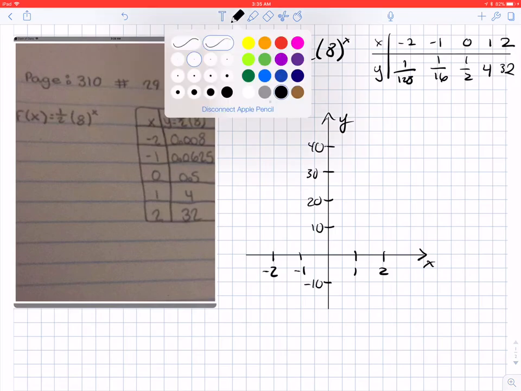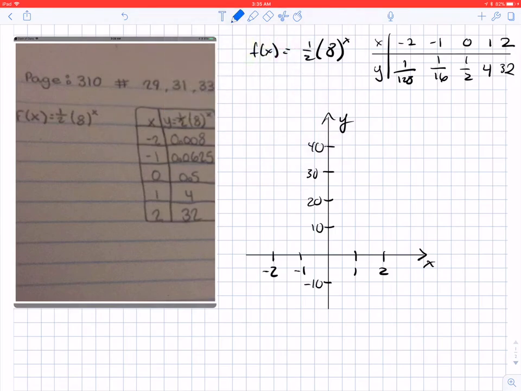So then now if we were to plot this, when x is -2, we're really, really close to 0, just slightly positive. When x is -1, we're still really, really close to 0, just a little bit further away. When x is 0, we're at a half. So if that's 5, that's 2.5. So a half is still really, really close to 0. Now when x is 1, we go up to 4. So if that's 5, that means 4 is here. When x is 2, we go up to 32. So there's 30, there's 35. So 32 is about here.